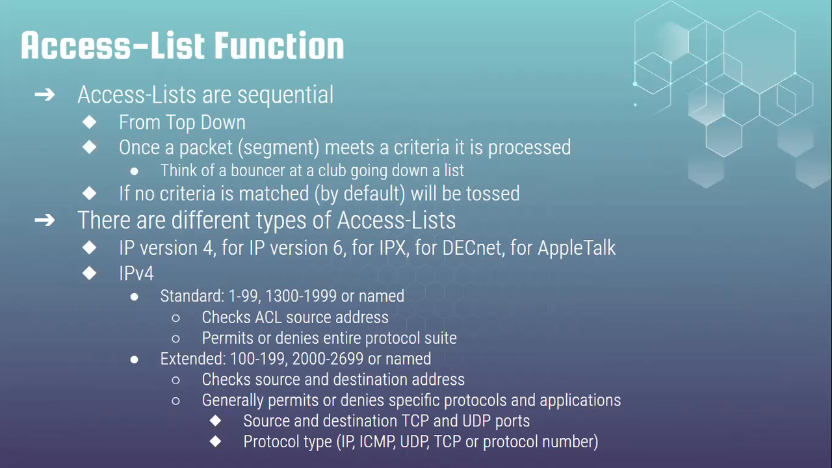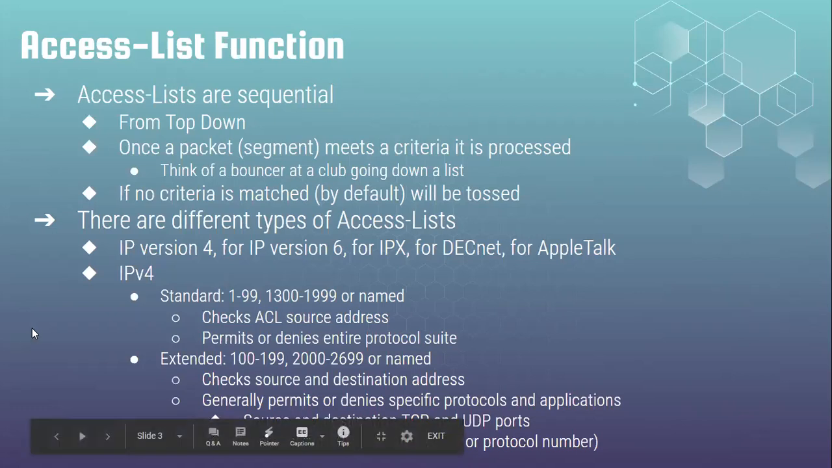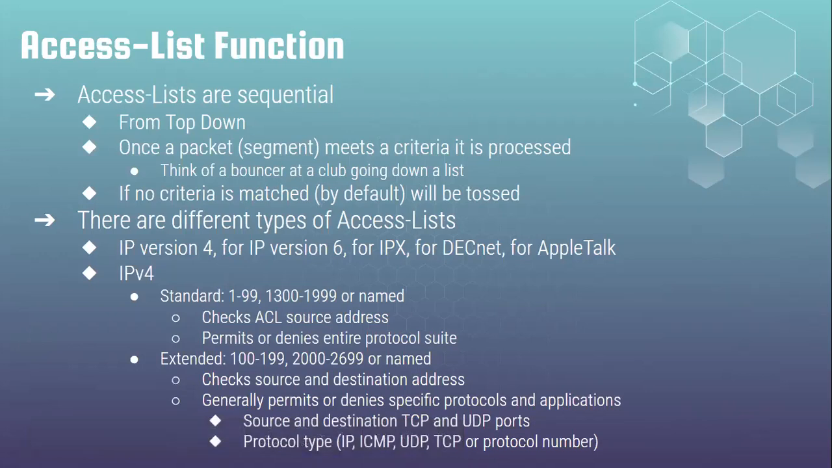So it's an important concept, okay? It's sequential, it's going to go down the list. The moment it hits a criteria, that packet will then be processed and moved along. The list processing stops there. So if there's anything below that list that affects it, it won't get to that part, okay?